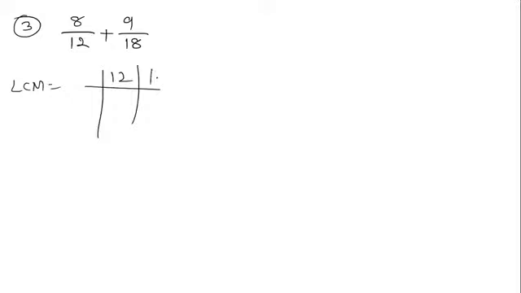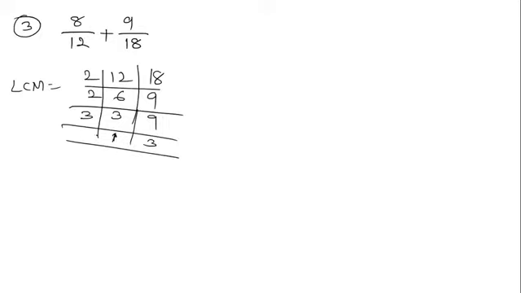12, 18, suppose 12 and 18 are divided by 2. So 2 sixes are 12, 2 nines are 18. Again 6 is divided by 2, so I write here 2 threes are 6. 9 we can't divide, so I write here 9 as it is. Again this 3 and 9 are divided by 3, so 3 ones are 3, 3 threes are 9. So we got here 1.